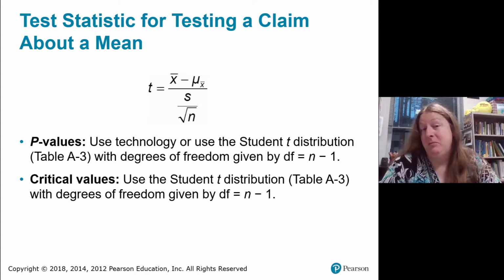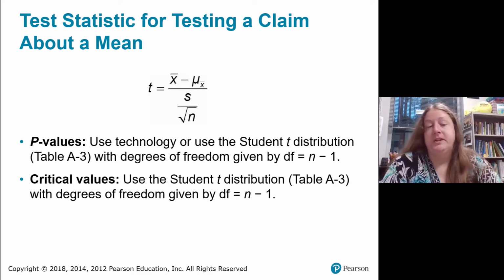If we're going to test a claim about a mean, then we need a test statistic. That's going to be t for us when we don't know our population standard deviation. So t is found by taking our sample mean minus our population mean and dividing that by the quantity of our sample standard deviation divided by the square root of our sample size. When we're looking to use p-values, we can use technology, or we can use Table A-3, our student t-distribution, with degrees of freedom given by 1 less than our sample size.